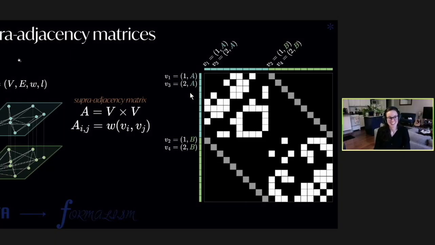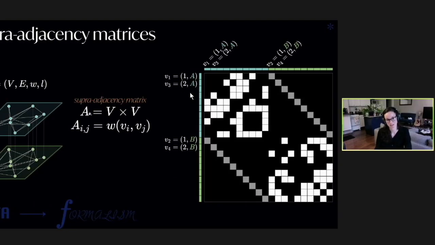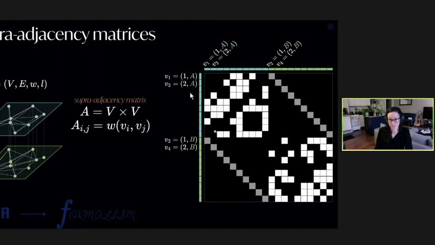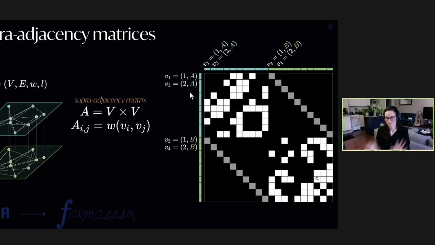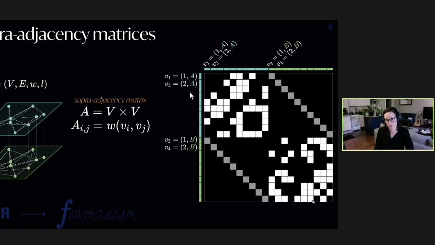So if we have this multi-layer network on the left, recall the vertex set is called V. The supra-adjacency matrix is a matrix, again, indexed by the vertices, and the ijth entry is the weight of the edge between vertex I and vertex J. So very similarly to before, but oftentimes, especially when we have these multiplex networks, the supra-adjacency matrix looks like a few regular adjacency matrices along the diagonal, and then these diagonal lines, or these little identity matrices here. These just indicate that nodes in layer A are connecting to a copy of themselves in layer B.